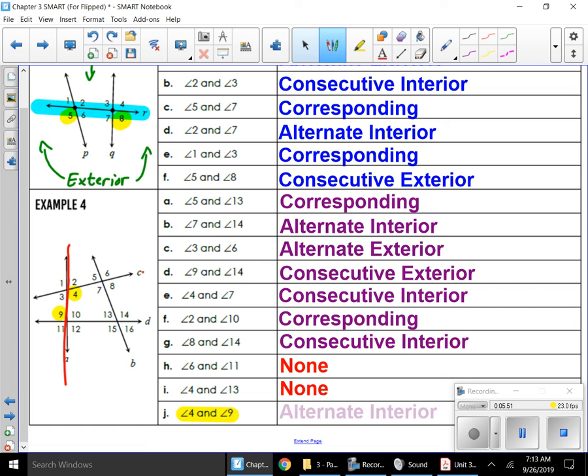So that's example 4. At this point, you are good to go ahead and try some of those practice problems, taking a look at those angles, identifying what the relationship is. When we come back tomorrow, we'll start putting some numbers into these diagrams, and we'll be able to do a little bit of algebra in the next couple of days using these relationships. But for now, we just want you to be able to identify what is alternate, what is consecutive, what is corresponding, and so on. See you soon.